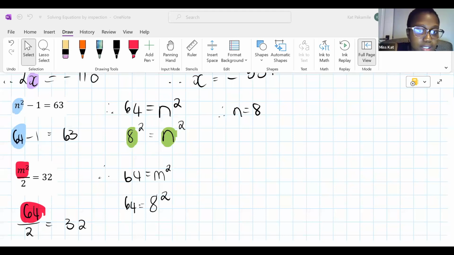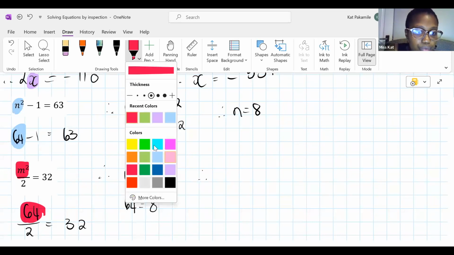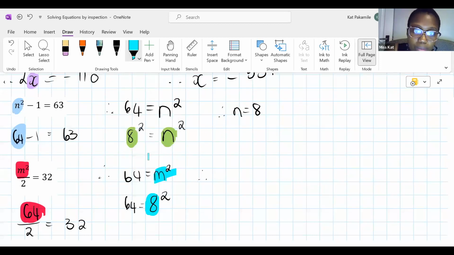Okay, guys. So then our final answer will then be, therefore, what? Tell me what you write. What's my final answer? Therefore, m is 8. Thank you, guys. m equals 8.